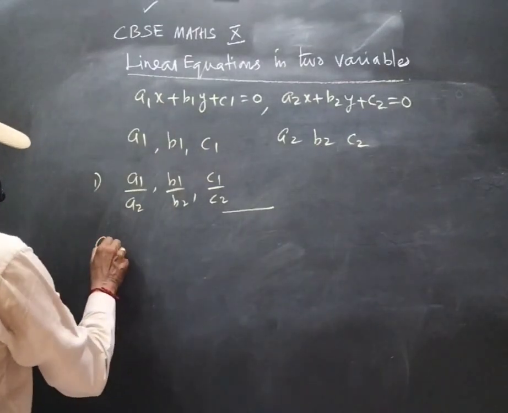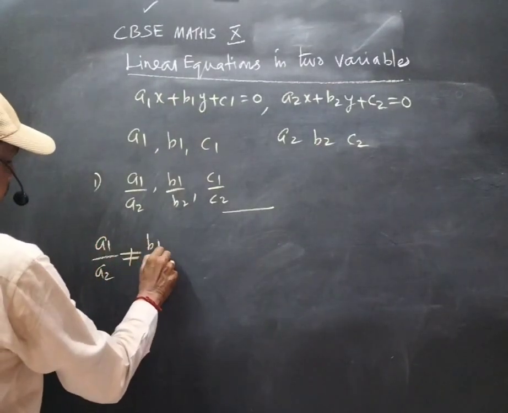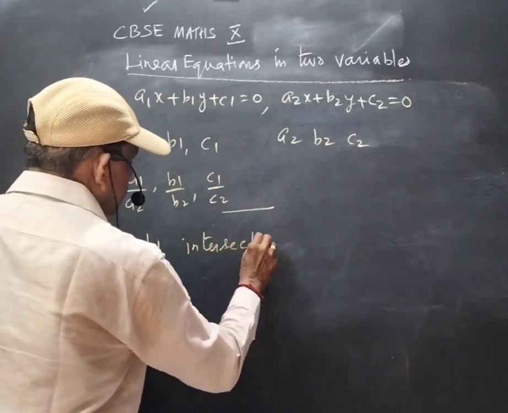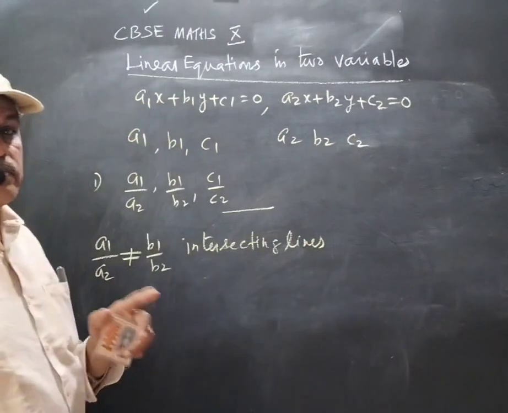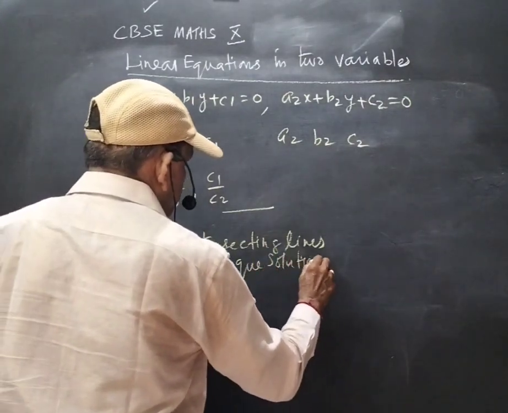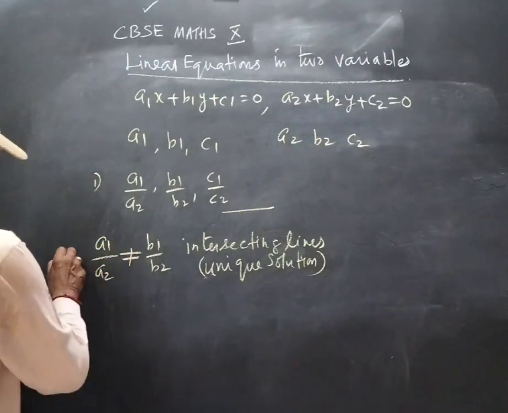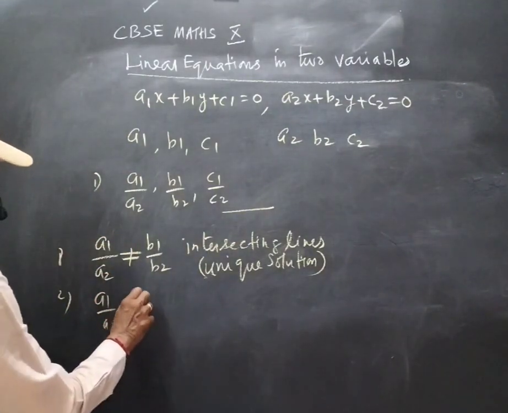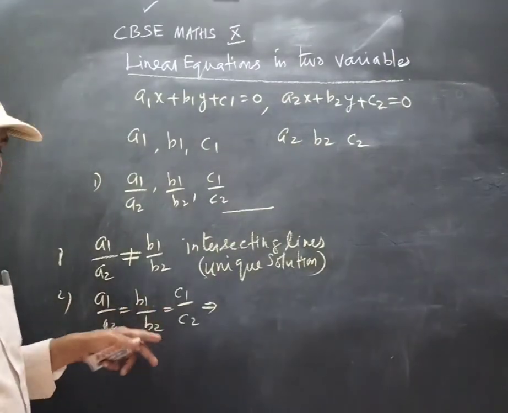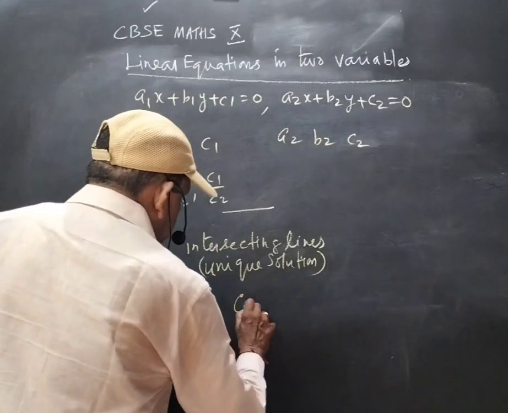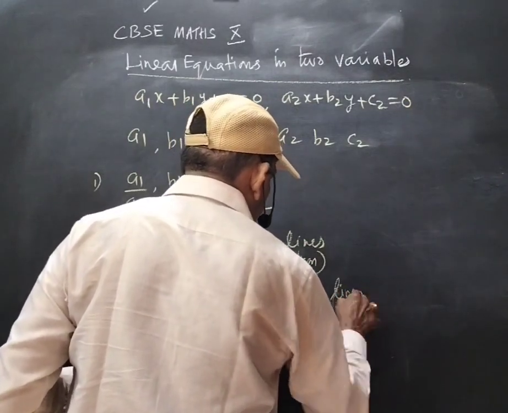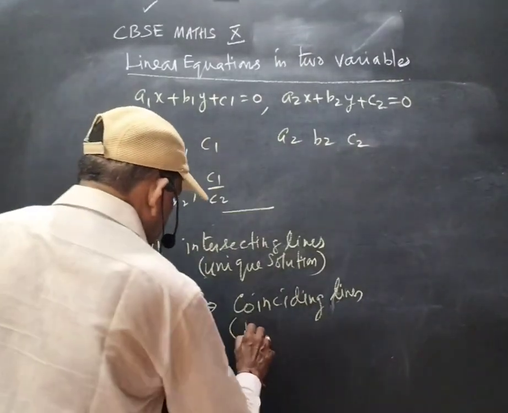The first one is, if a1 by a2 is not equal to b1 by b2, then these two equations represent intersecting lines. They have a unique solution, only one solution. The second part is a1 by a2 equal to b1 by b2 equal to c1 by c2. If these three ratios are equal, then the lines are coinciding lines. They have infinitely many solutions.